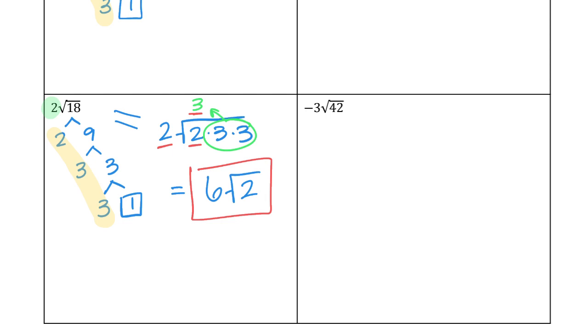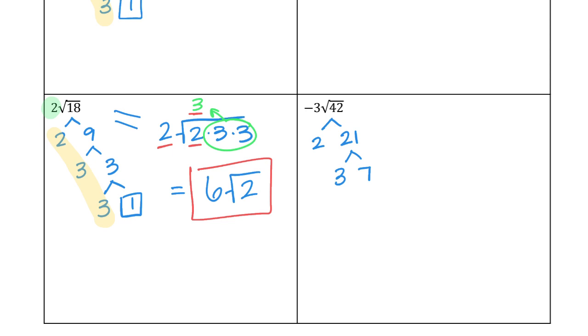All right, this is our last one. We have negative 3 square root of 42. So when I start with this one, I can divide it by 2, our first prime number, because 42 is even. So that would be 2 times 21. 21 is not divisible by 2, but it is divisible by 3. So that would be 3 times 7 gets you back to 21.